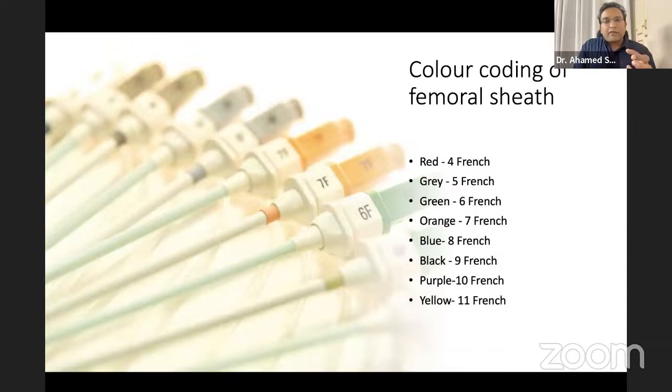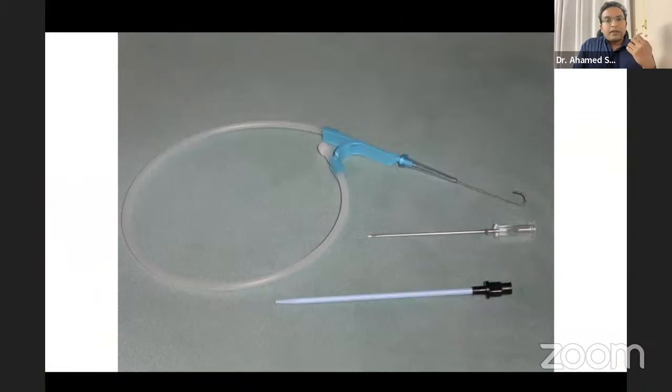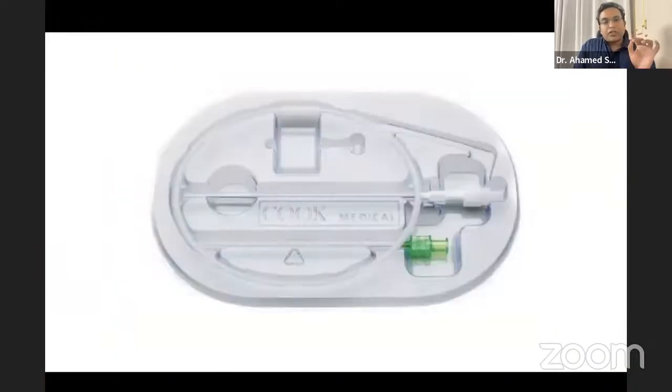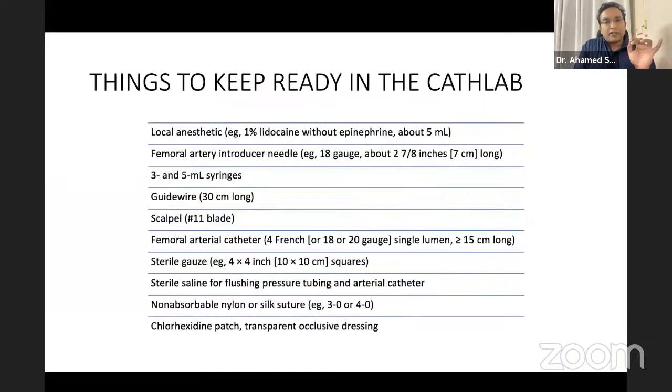So in diagnostic angiography, we prefer the smallest catheter so that it can be removed as early as possible and we avoid any complications at the local site, including aneurysm or pseudoaneurysm or injury. So we prefer the 4 French catheter, which is red in color. For interventional procedures, we may need the higher end catheters, that is higher French catheters like black or blue, which are 8 to 9 French. So this is an 18 gauge needle, the J-tip Terumo wire, and this is just the dilator alone. There is a short sheath along with this. This is the micro puncture set, which we use.